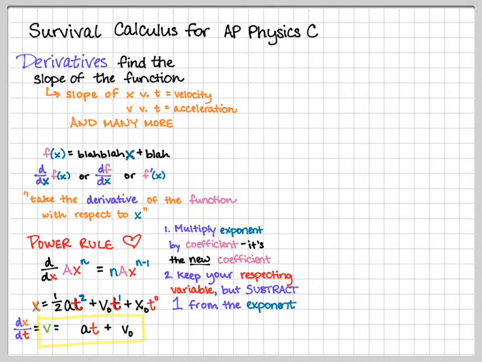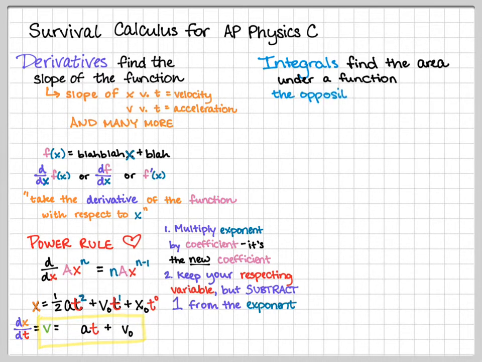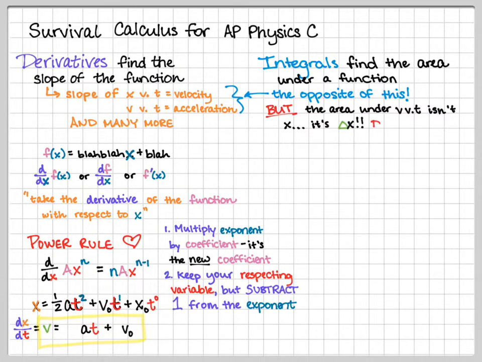So finding the slope of a function is a derivative. We also go backwards, right? We talk about finding the area underneath a function a lot, and that's very closely related. It's essentially a derivative backwards. So this mathematical process is called an integral.